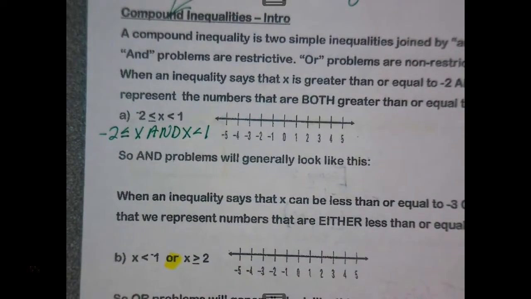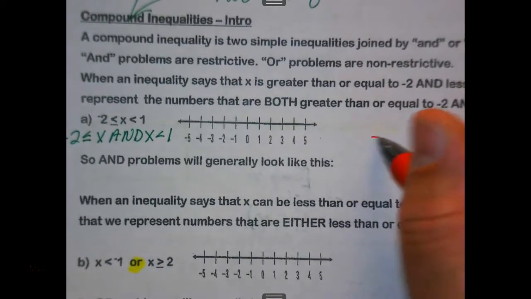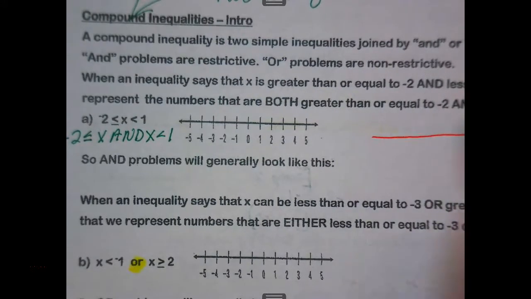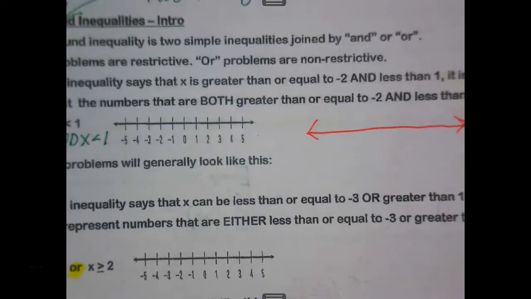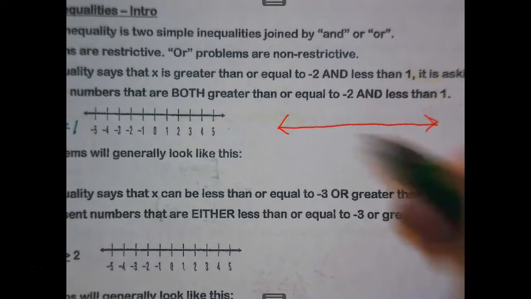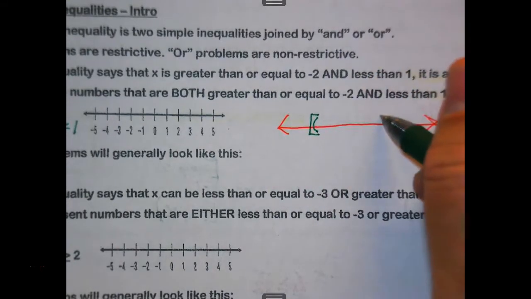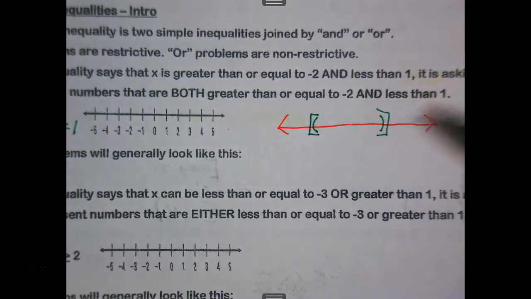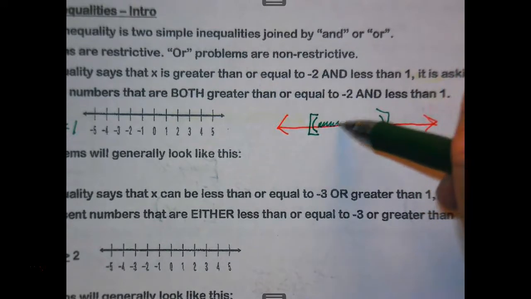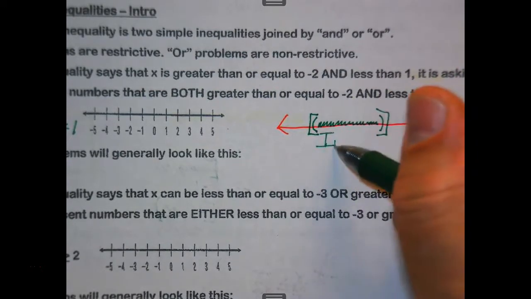Okay? And the graphs for and problems are always going to look like, well, either a bracket or parenthesis, and it's always going to be shaded in between, right?